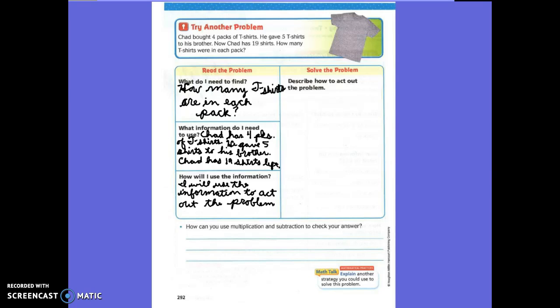So we know Chad bought 4 packs of t-shirts, but we don't know the total number of t-shirts that are in each pack. We don't have a total yet. So we have to look at the next information. He gave 5 t-shirts to his brother. We can't subtract the 5 yet, because we don't have the total. So we have to keep reading.